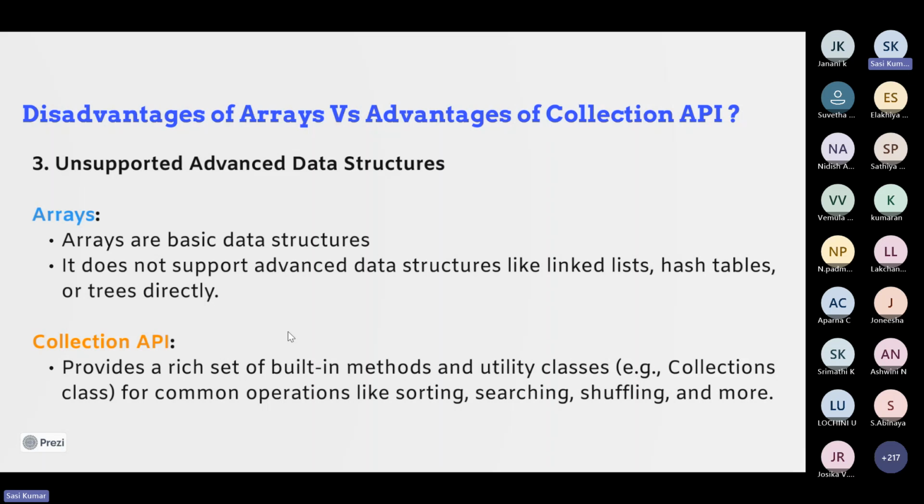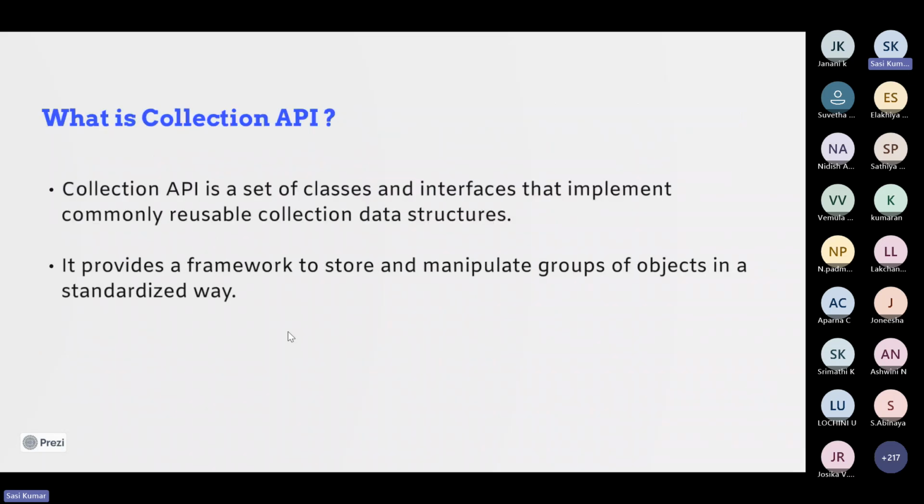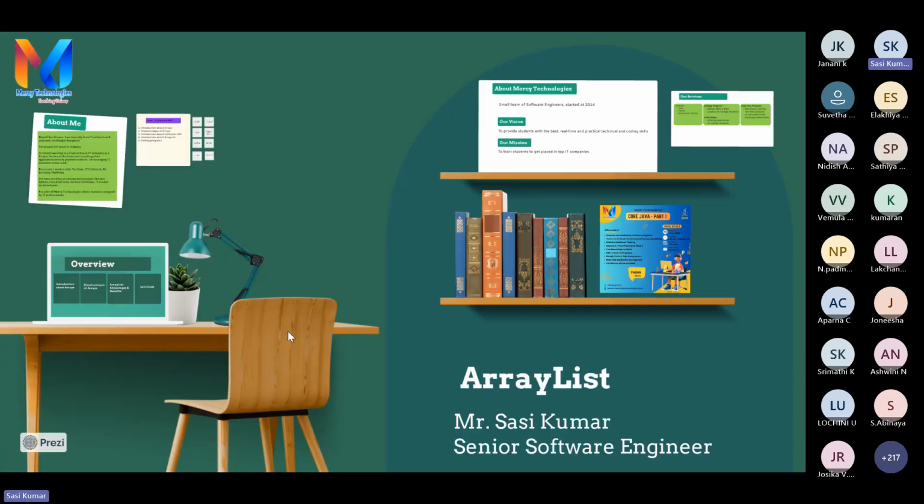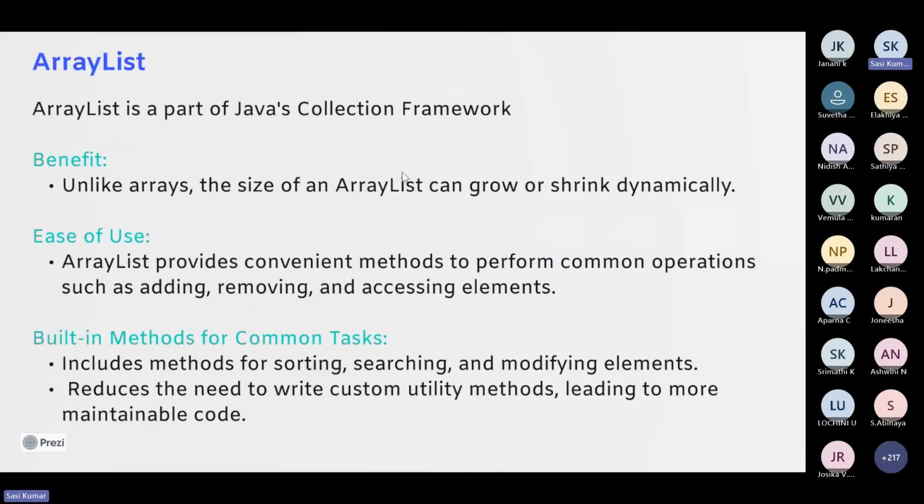Arrays have a very basic data structure, whereas the collection API has many things. And the advantage of array list is that it can grow and shrink automatically and dynamically, and we can easily use it. It provides many convenient methods to perform common operations like adding, removing, accessing elements, searching and modifying. So you can try it. It has many inbuilt methods. That's what we are seeing.